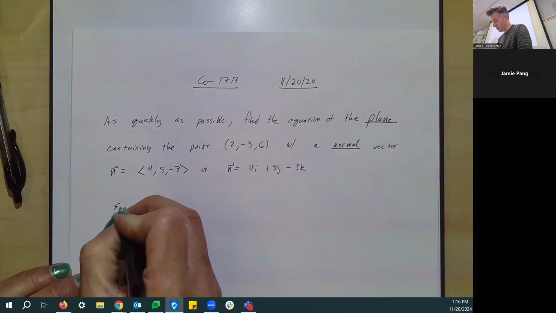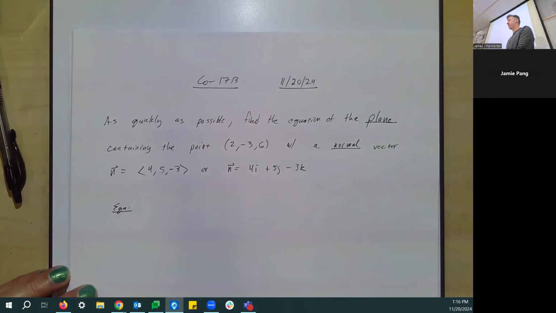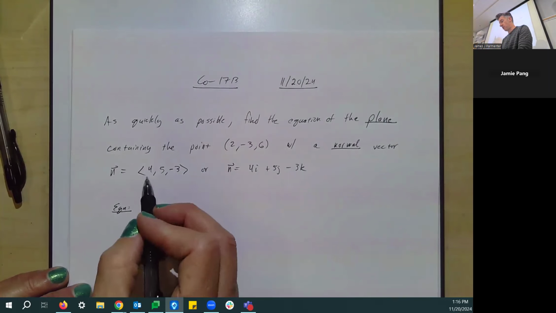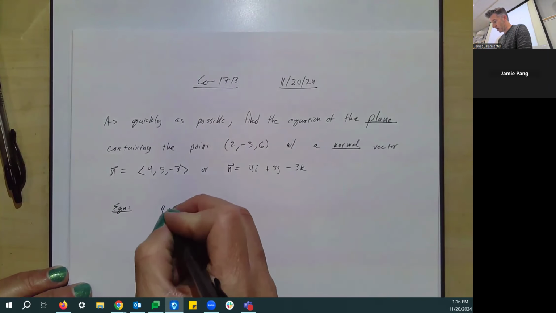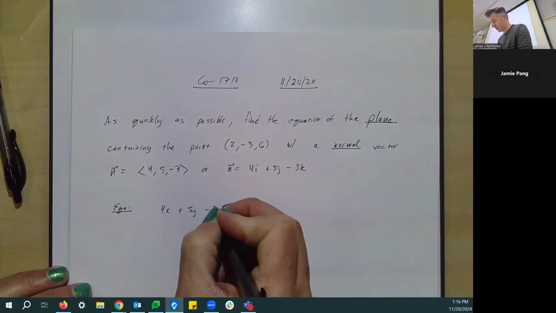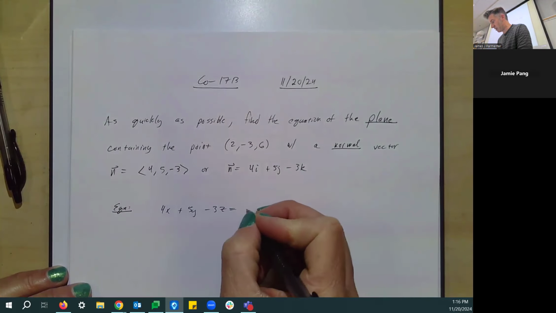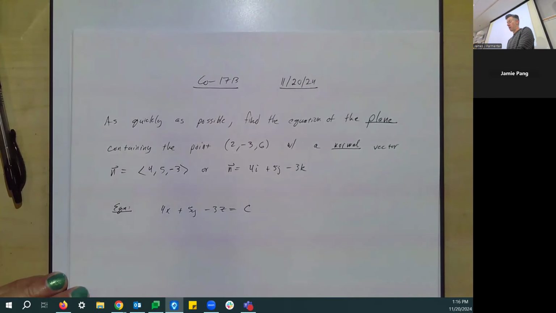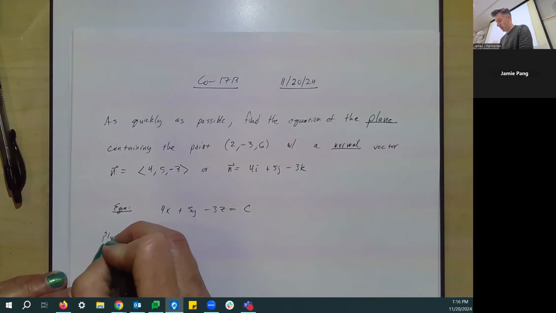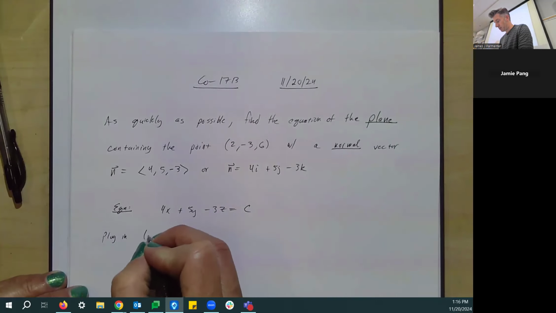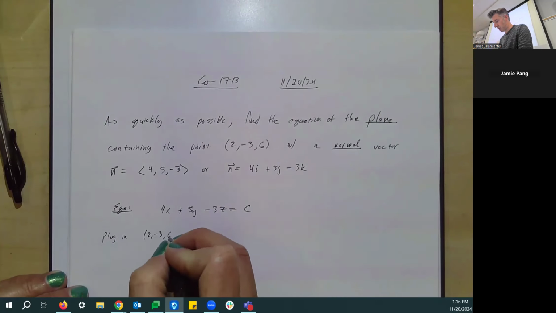Okay, the fastest way to do this is to do the following. The coefficients of x, y, and z are just going to be the components of the normal vector. So it's going to be 4x plus 5y minus 3z equal to some constant. And the way we find that constant is by plugging in the point that has to be in the plane. So plug in the point (2, -3, 6).